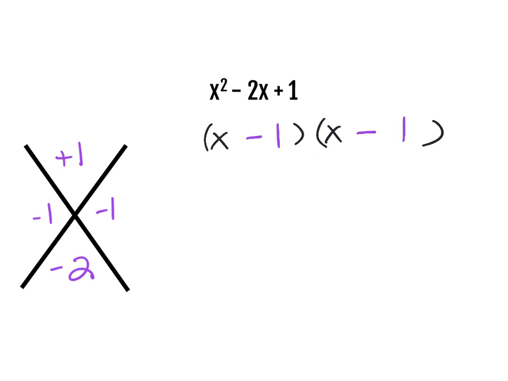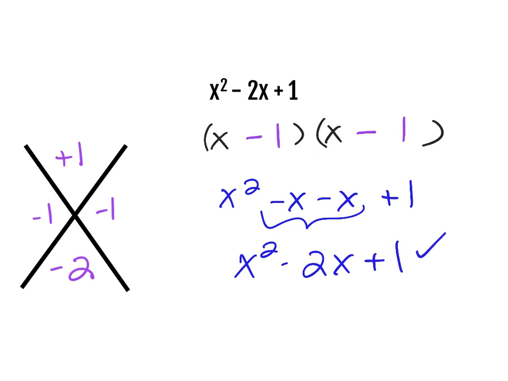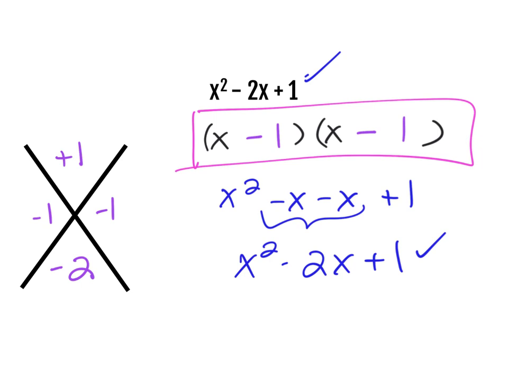When I go to check, this one's kind of simple here. So this would be x squared minus x minus x plus 1. Combining my middle terms, x squared minus 2x plus 1 gives us what we need. So then this would be our pair of binomials.